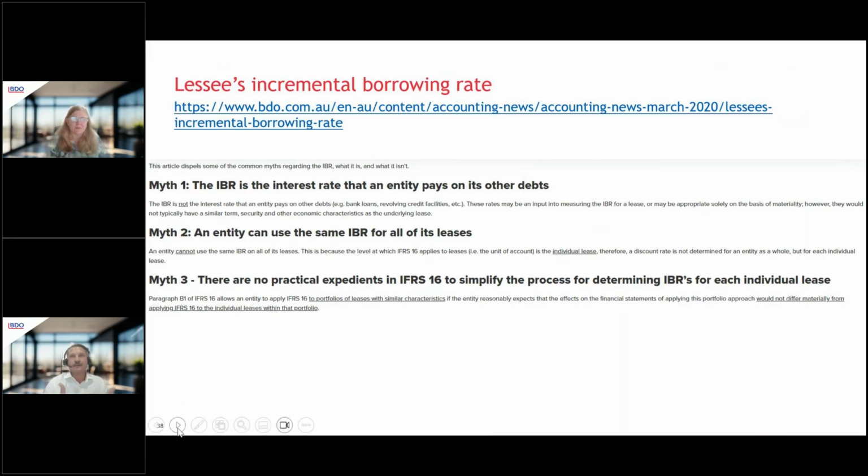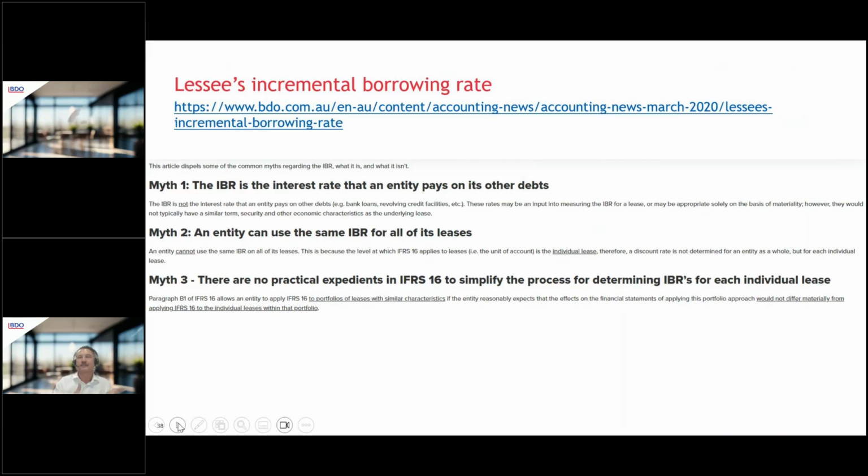Myth number 1, the IBR is the interest rate that the entity pays on its other debts. Not appropriate, because when the entity pays financing on its other debts, that's not asset specific or lease specific. We have that all the time. Organizations will use their borrowing rate on their mortgage. Well, that might be an economic environment that's right, and maybe even the financing factors are right, but it's certainly not asset specific.